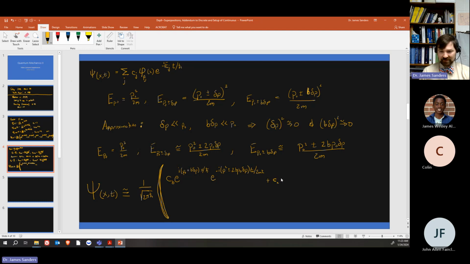First term's right there. Second term, C sub A, e to the i (p naught plus delta p) x over h bar, e to the minus i times p squared. I put plus or minus over here. I just meant to put minus. Sorry. So there is a correction. It's right here is also a minus.